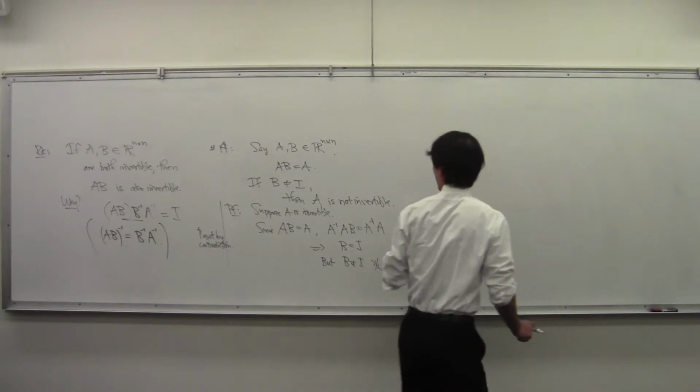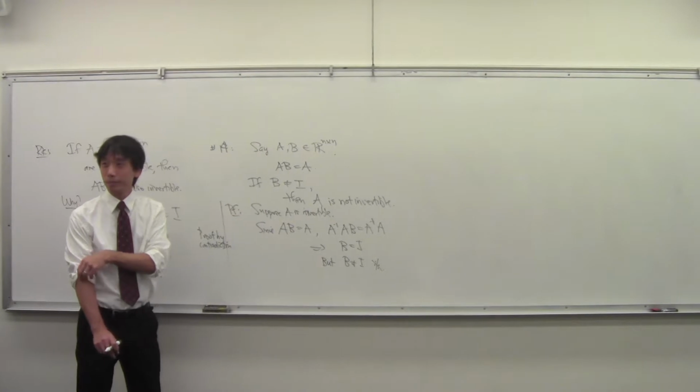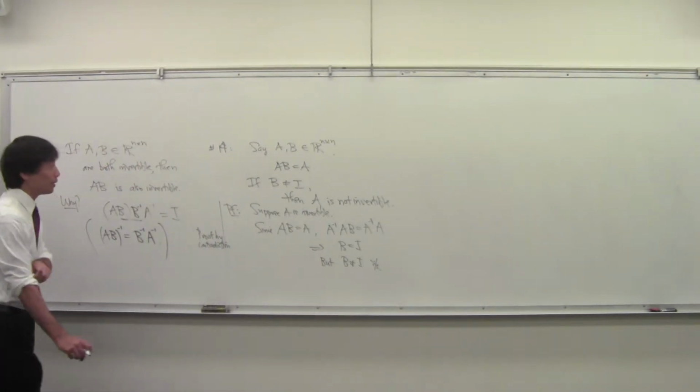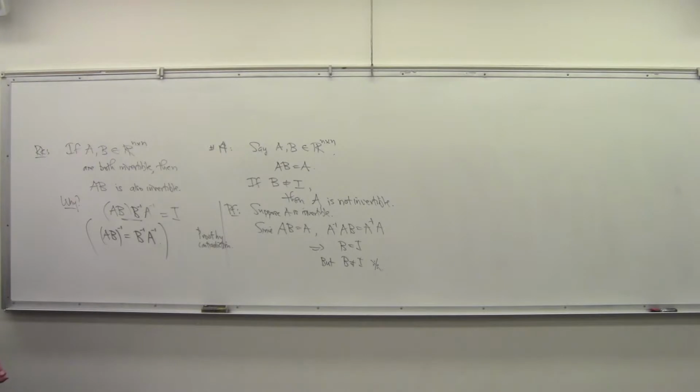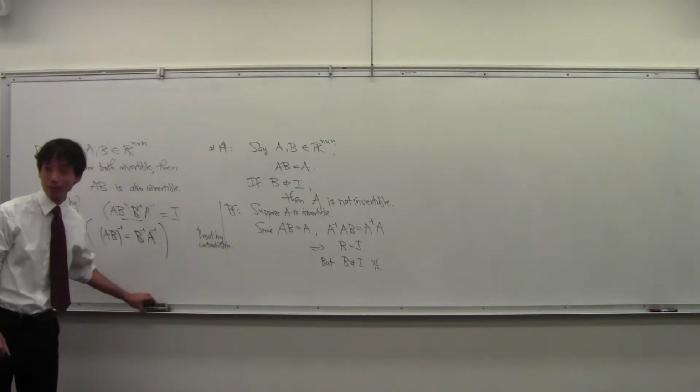Okay, any questions? Yes? Is there another way that's not a proof by contradiction? Let's see. If B is not equal to I, then A is not equal to... I can't think of any way at this point. After a little while, we'll have more tools, and we can do it. This is probably the easiest way.